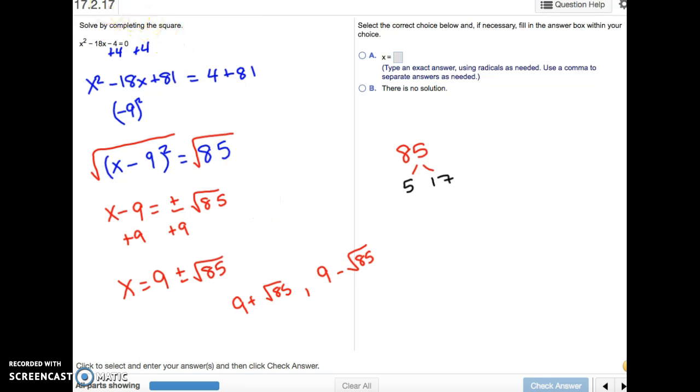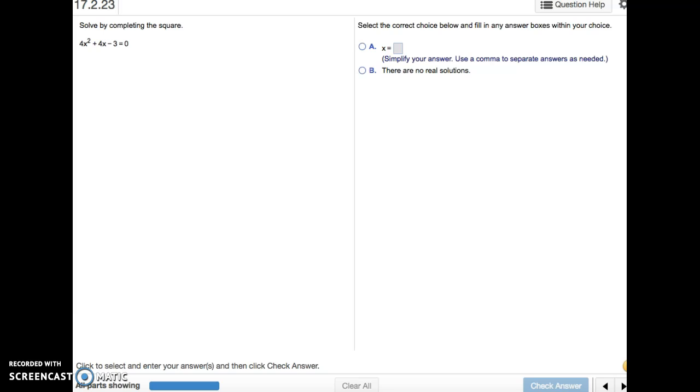All right, let's look at another one. All right, so we're going to start and do the same thing. I need to move this c to the other side. So I'm going to add the 3 over. So I get 4x squared plus 4x, leave that space, equals 3. Now, I have this 4 out in front, and when we are rewriting into vertex form, we would factor that out.